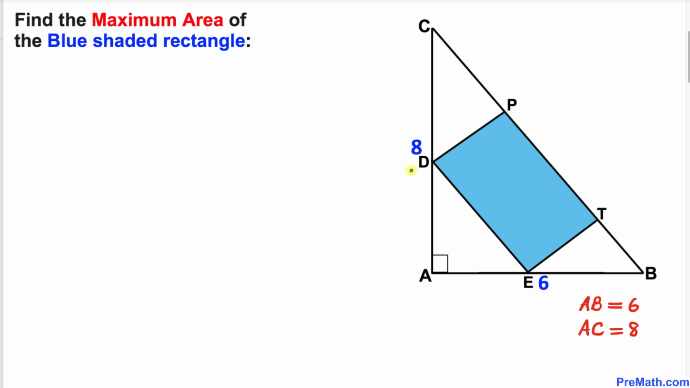Welcome to PreMath. In this video lesson, we have got this blue rectangle inscribed inside the right triangle ABC, as you can see in this diagram, such that this side length AB is 6 units and this side length AC is 8 units. And now we are going to find the maximum area of this blue shaded rectangle.